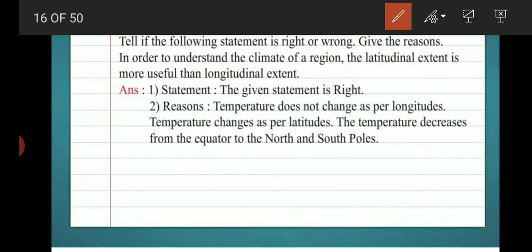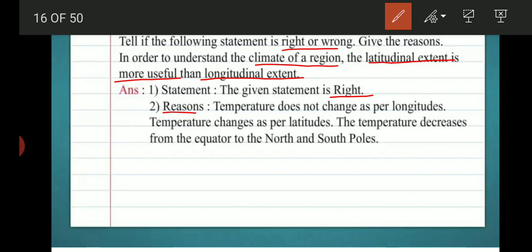Now, here you have to use your brain power. Tell if the following statement is right or wrong. You have to give reasons also. The statement is: in order to understand the climate of a region, the latitudinal extent is more useful than the longitudinal extent. The answer to this question is, the given statement is right.